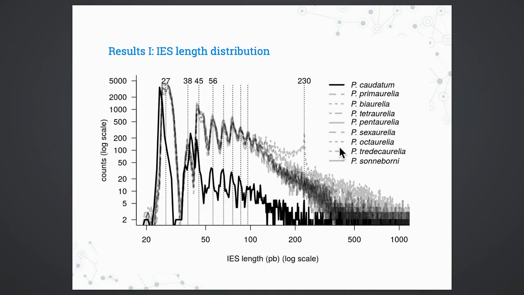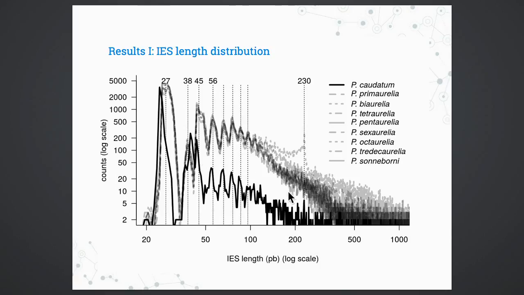And all of them show the same really impressive multimodal distribution of length sizes. So here, in order to compress much information, I have a log scale on the y-axis, the number of ISs, and log scale on the x-axis, the length in terms of base pairs. With black lines is the Paramecium caudatum, the outgroup. It seems to have about the same number of short ISs as the rest, and slightly less of the long ISs, but we can see the same periodicity.